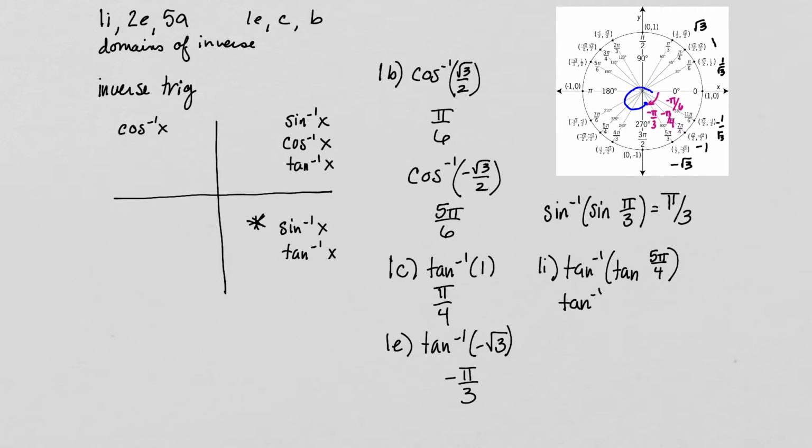What is the tangent of 5 pi over 4? The tangent of 5 pi over 4 is 1. So we're really looking for the inverse tangent of 1. And that is going to be here, where the tangent is 1, at pi over 4. So in this case, the answer is going to be pi over 4.